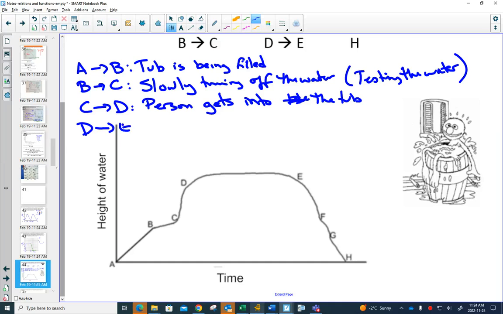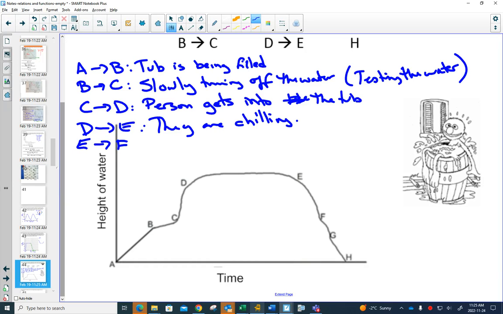D to E, you say they're chilling? Bathing. They are chilling. Yeah. Fine. What units would probably be here? What do you think units would probably be on time? Minutes probably would be logical. Days would probably not be too logical here. Yeah, it took 3 days to fill up your tub. And then you spent 10 days in the tub. Okay.